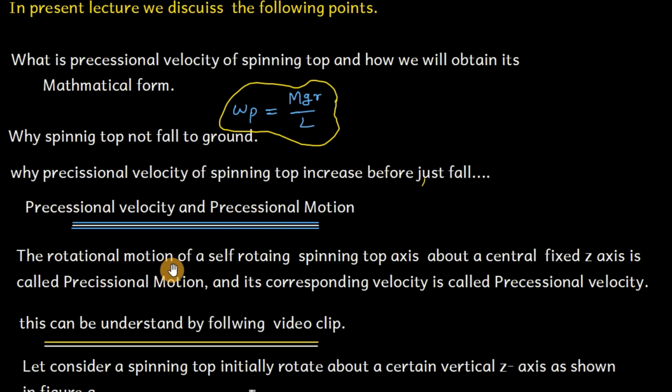The rotational motion of a self-rotating spinning top's axis about a central fixed z-axis is called precessional motion, and its corresponding velocity is called precessional velocity. This can be understood by using the following video clip.